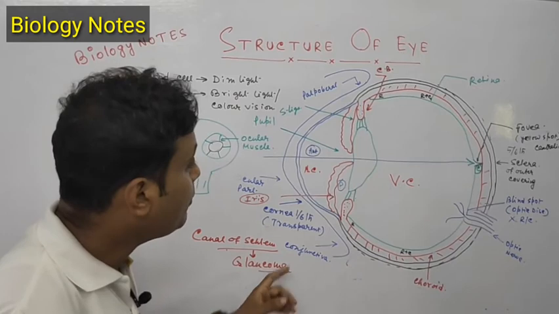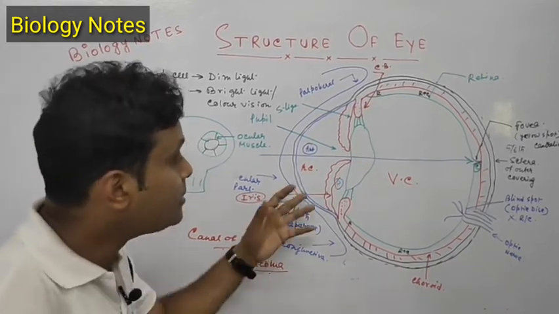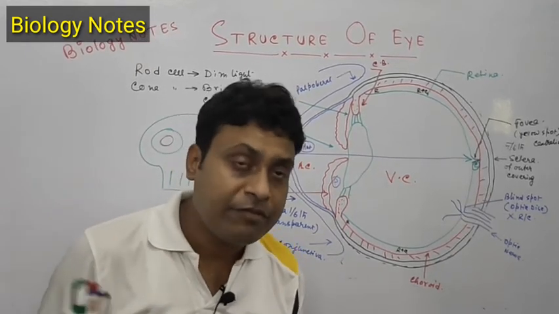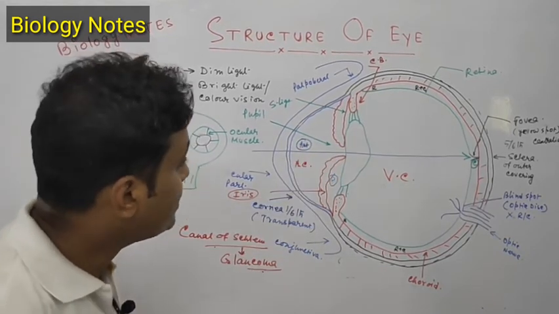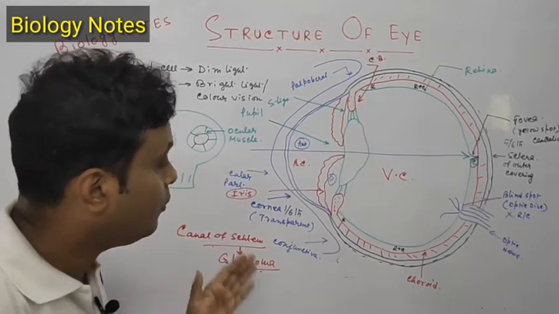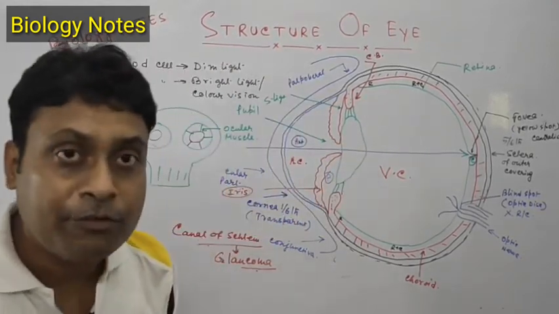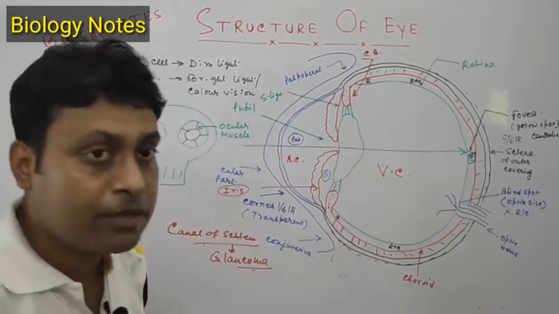In front of the ciliary body there is another important structure, which is the iris, and the iris is pigmented, and due to the presence of pigment in the iris, there are different eye colors in different humans. And in the middle of the iris there is an aperture which is known as the pupil. And just behind the lens there is a fluid filled chamber which is known as the vitreous chamber, and the fluid is known as vitreous humor.